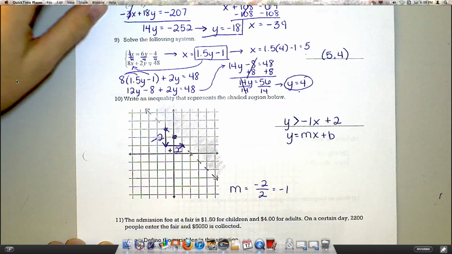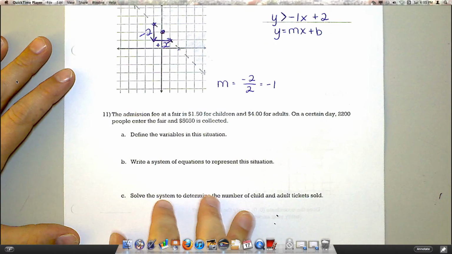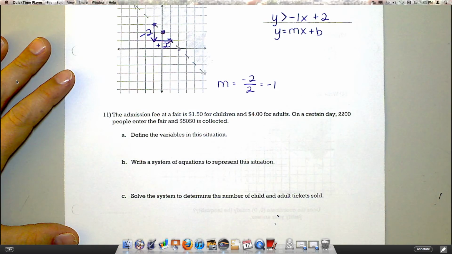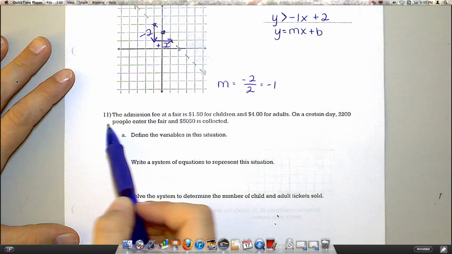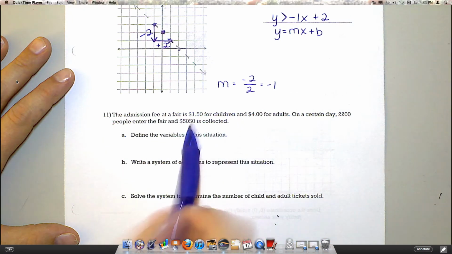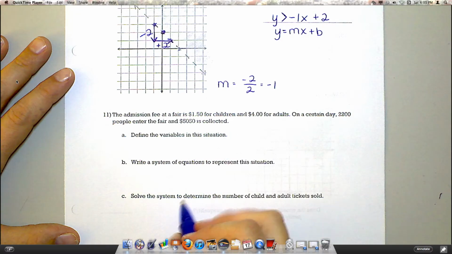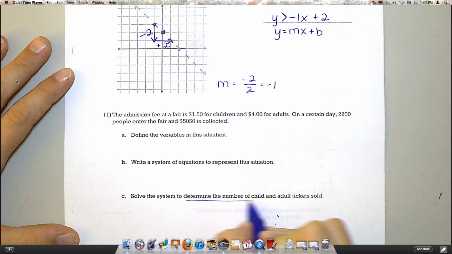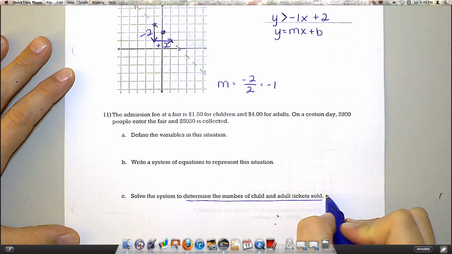All right, number 11. Oh, a word problem. Okay. My very first question is, define the variables in this situation. Now, I usually tell you to jump to the end of the problem. I do notice here in number 11 that it kind of just gives you the information that you need. The end of the problem would be down here in part C, where it says determine the number of child and adult tickets sold. That right there tells you how to define your variables.